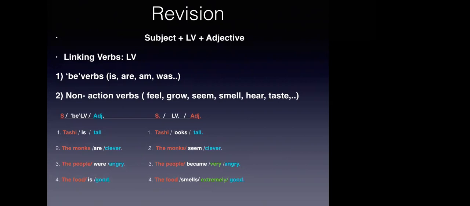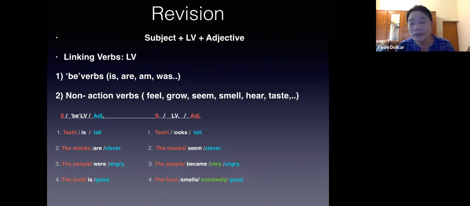Yes. All right. So now there are two kinds of linking verbs. One is the be verb, very common be verbs: is, are, am, was. Those verbs are called be verbs. They are linking verbs. They are not action. The second type are called the non-action verbs.